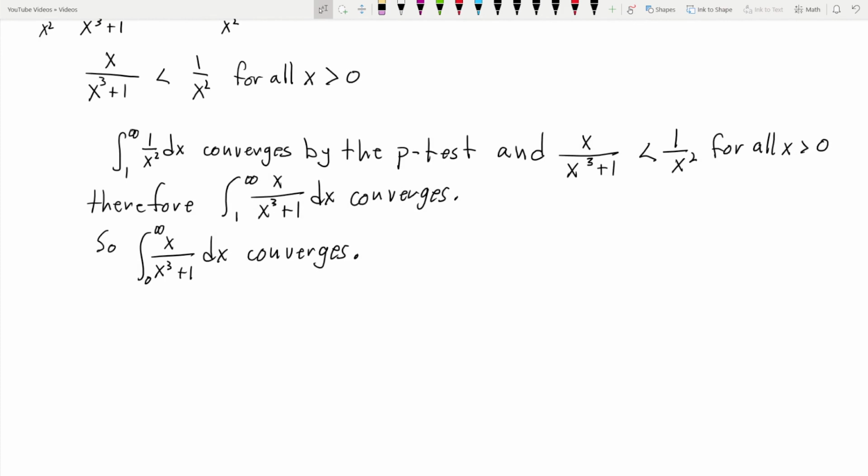You just find a function to compare it to, and then, like I said, if your original function is less than a convergent function, it converges. If it's greater than a divergent function, then it diverges. All right, and that would be the end of that.